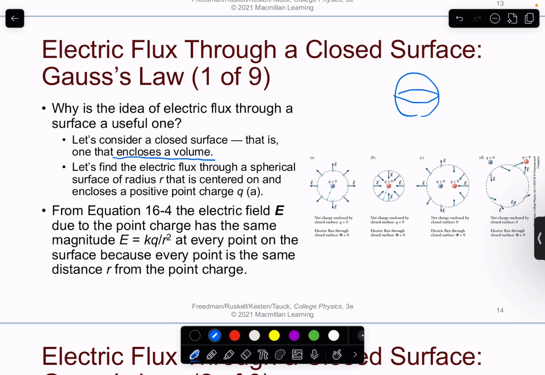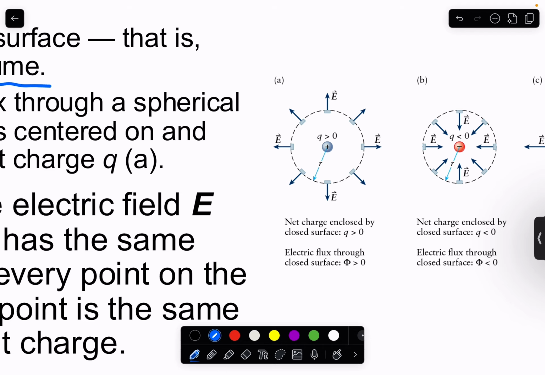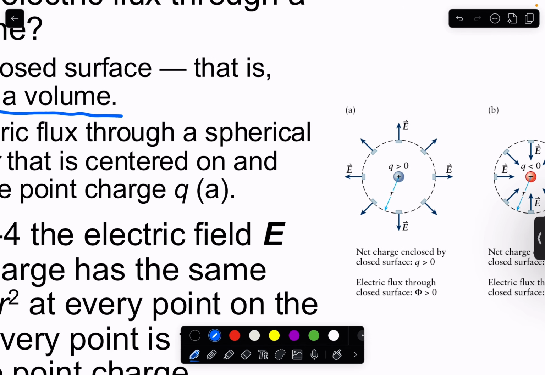So let's find the electric flux through a special case, the case of a point charge, okay? We know that point charges produce electric fields, right? In the previous section, we just looked at what the electric field looks like outside of a point charge. And so if we draw our imaginary surface, which is this sphere right here, we want to find the flux through that surface.